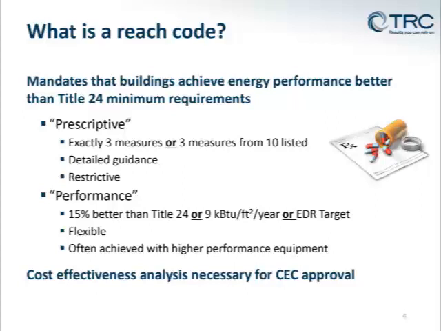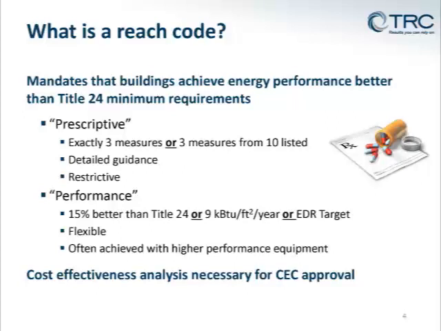Basically, a reach code mandates that buildings achieve energy performance that's higher than what the state requires, above the Title 24 state requirements. There's a way you can go about it, which is providing prescriptive guidance. There's a set of measures that you have to do above Title 24. Usually what we end up doing is a performance recommendation.